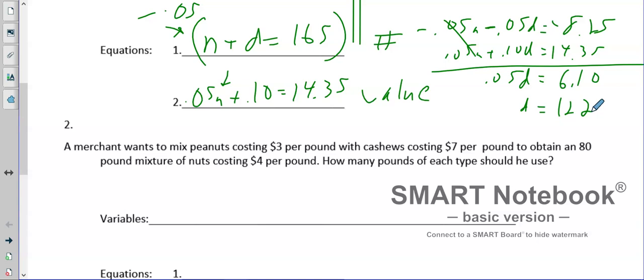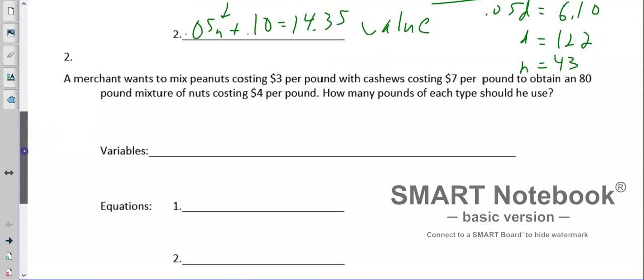Now, if I would have gotten rid of the dimes by multiplying by negative 0.10, the only difference is I would have had negative on both sides, still leading to a positive answer. Now, to find out the number of nickels, I just subtract that number from 165, and that gives me 43. So the number of nickels is 43.